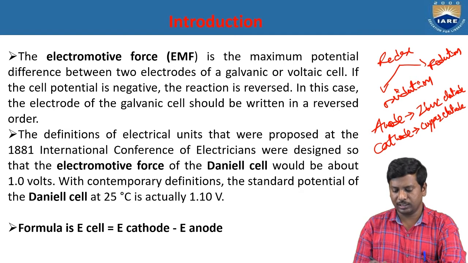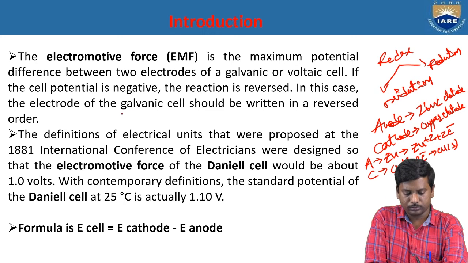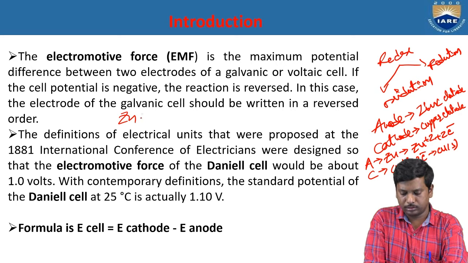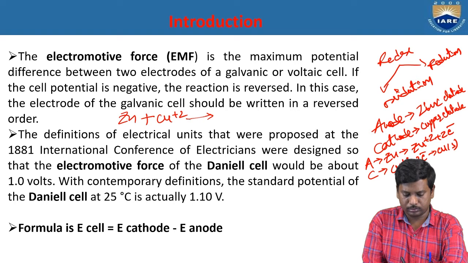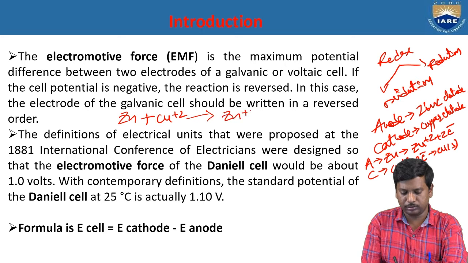We see the reactions. At the anode, what happens? Zinc undergoes oxidation, zinc gives zinc plus 2 plus 2 electrons. And at the cathode, what happens? The copper plus 2 ions absorb the 2 electrons to get solid copper. Now we see the overall reaction: zinc plus copper plus 2 gives rise to zinc plus 2 plus solid copper.